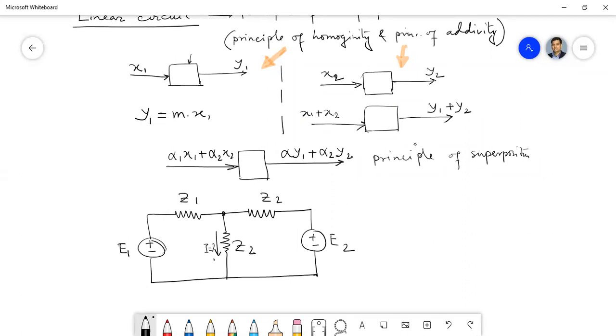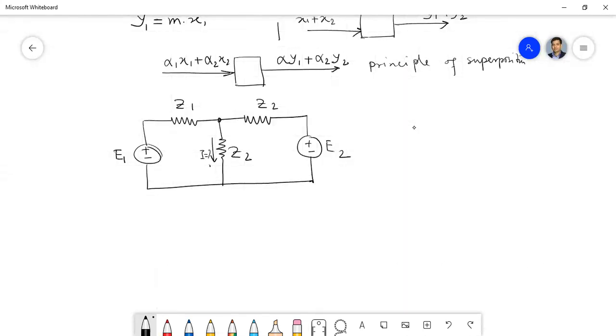Now how can I implement the superposition theorem for calculating this particular current, that is the current through Z3? By the superposition theorem, you have to consider the sources one by one. When you are considering one source, the other source should be kept off.